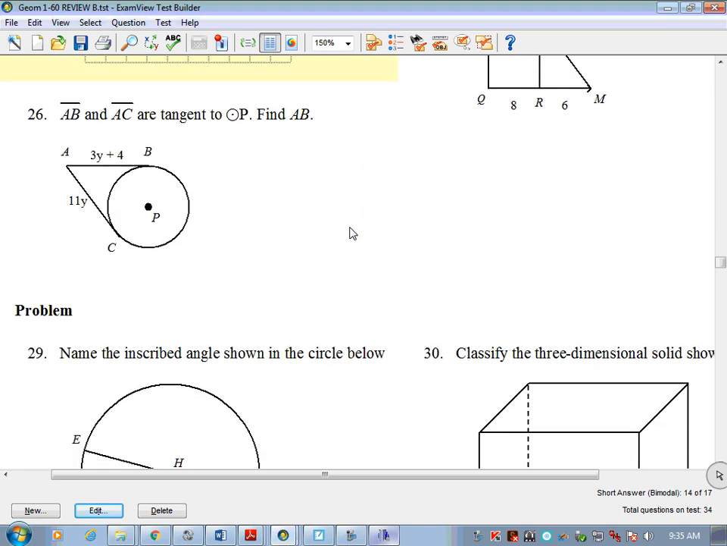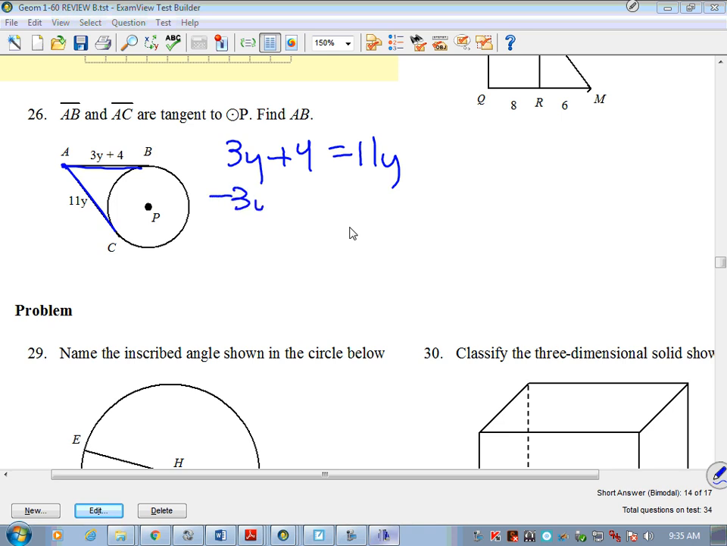26. 26 comes from lesson 58, tangents of circles. And what they tell you in that lesson is if I have 2 tangent lines that are drawn back to the same point, those segments are congruent. So 3y plus 4 equals 11y. It says find AB. So the first thing we're going to do is solve for y, and then we're going to plug y back in.